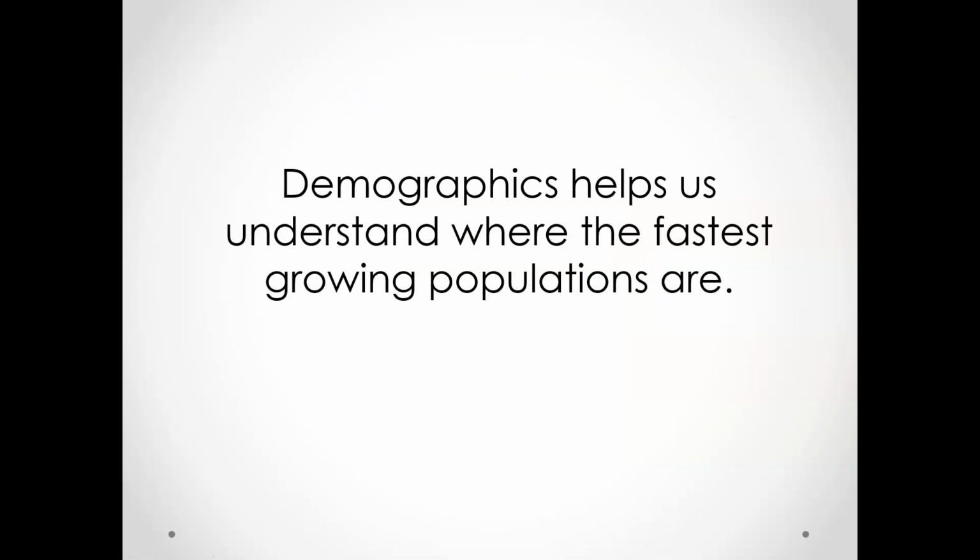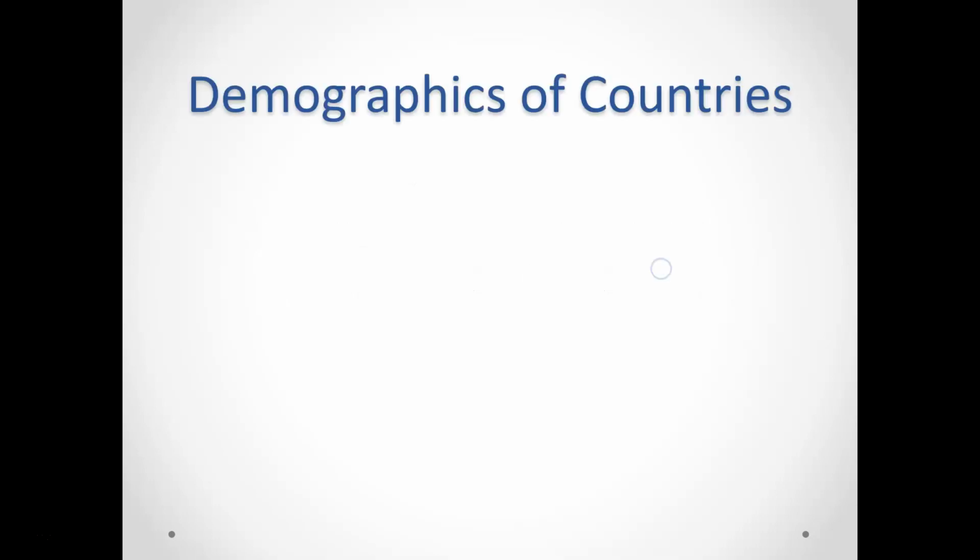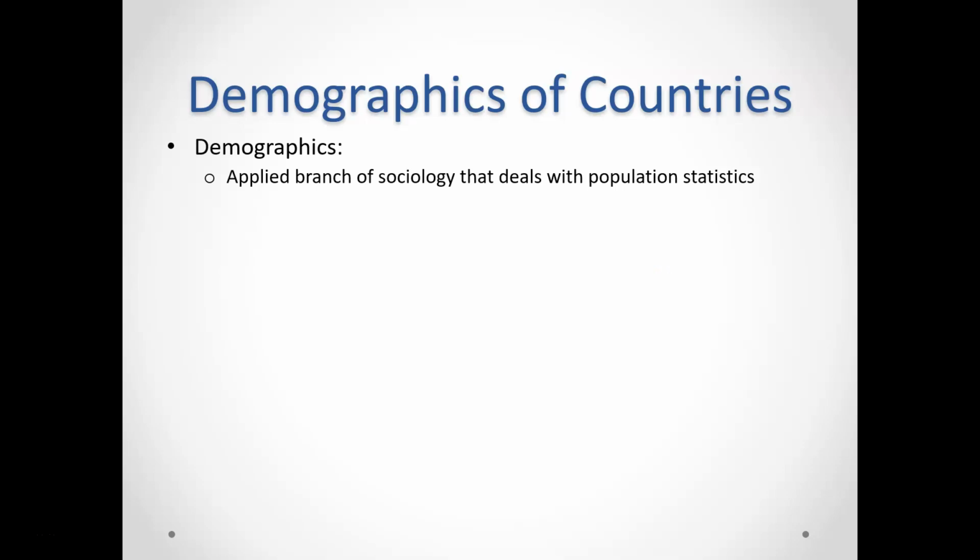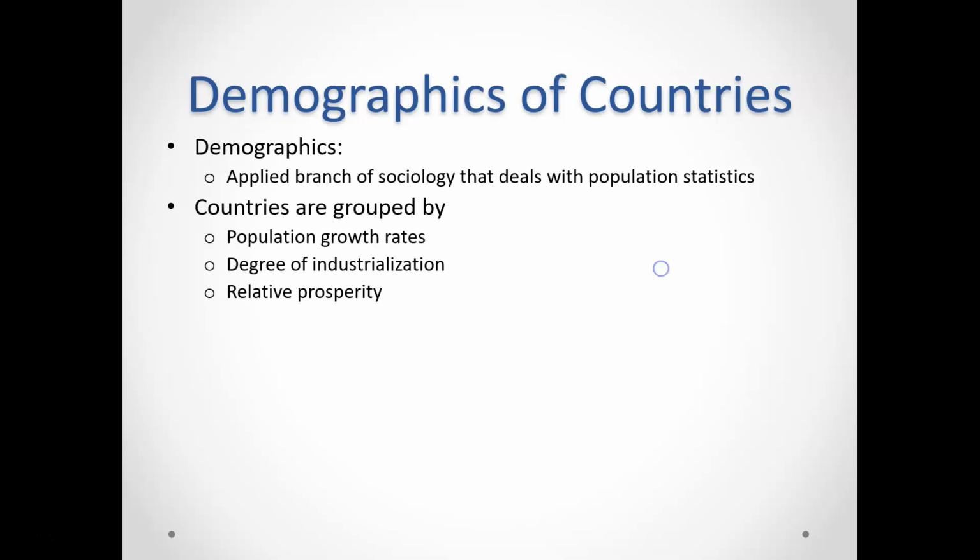In order to help us understand how the population is growing and where it's growing the fastest and where to focus our efforts on slowing population growth, we need to understand demographics. Demographics is just a branch of sociology that deals with statistics of populations that live in different parts of the world. And we group countries according to different things. We group them according to how quickly they're growing. We group them according to their degree of industrialization.